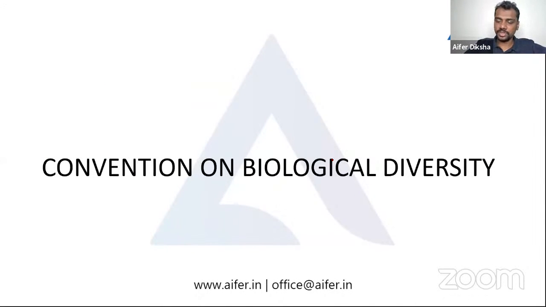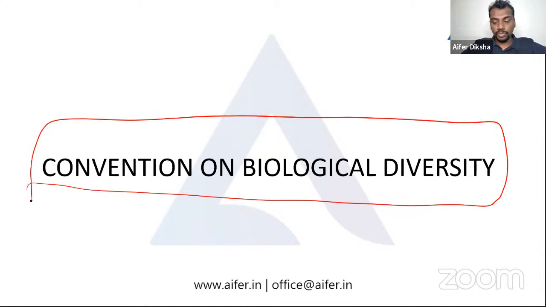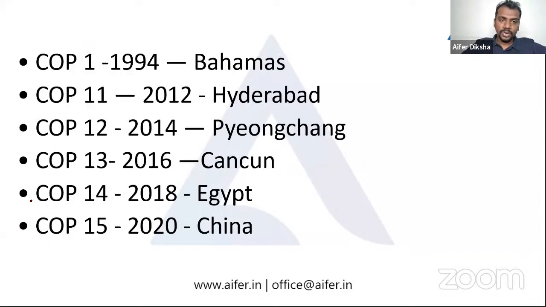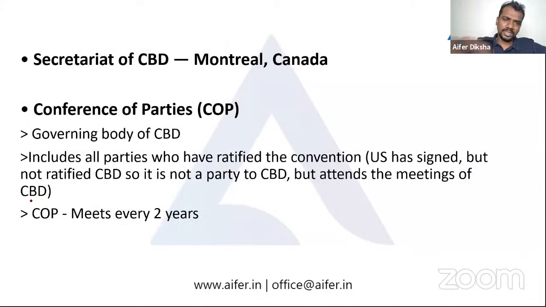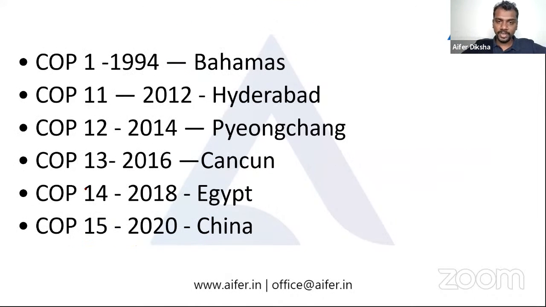UN means United Nations. So we have the first convention, the Convention on Biological Diversity. The headquarters is Montreal, and the Convention on Biological Diversity meets every 2 years. These 2 are important points. The headquarters, or the Secretariat, of the Convention on Biological Diversity is Montreal in Canada, and it meets every 2 years.